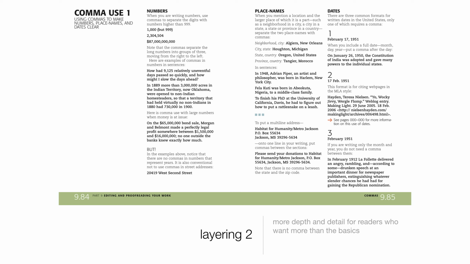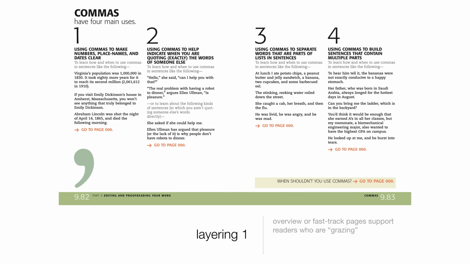Then you can dive into comma use number 1. So this page is depth and detail for readers who want more than the basics. So you can see on this page, that left column summarizes in 2 inches of text. Comma use 1, using commas to make numbers, place names, and dates clear.